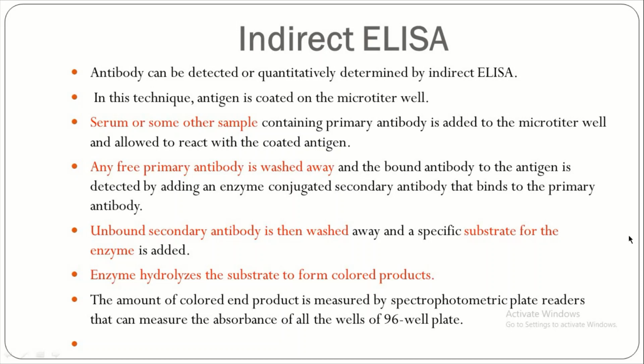Now the secondary antibody is bound to the primary antibody, and it contains an enzyme that is already attached. When you add the substrate, this enzyme reacts with the substrate and starts producing color. The amount of color from the end product is measured by a spectrophotometric plate reader that can measure the absorbance of all the wells in the 96 well plate. This is the overall protocol of how an indirect ELISA works.